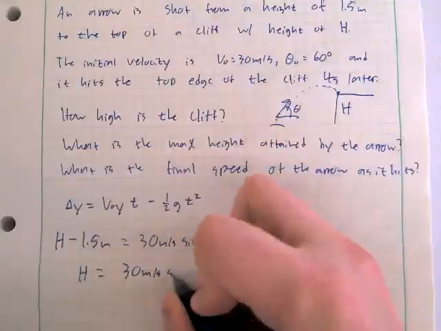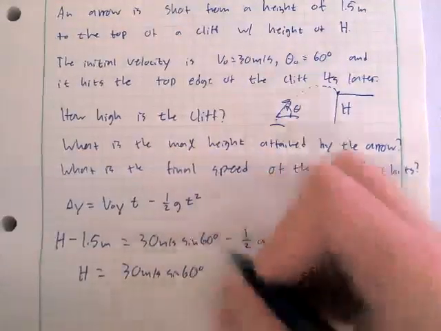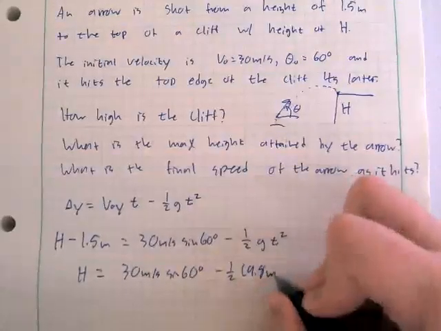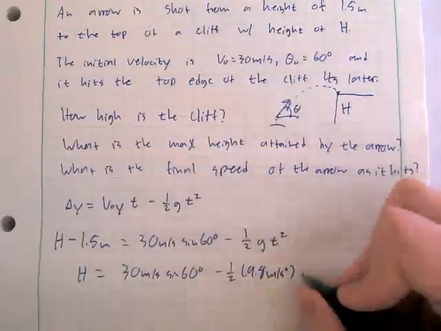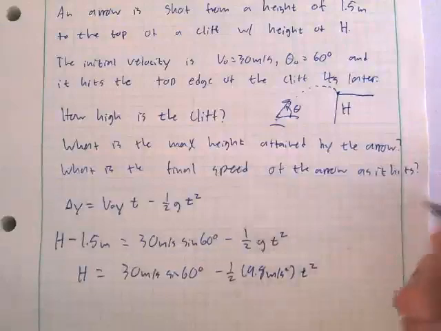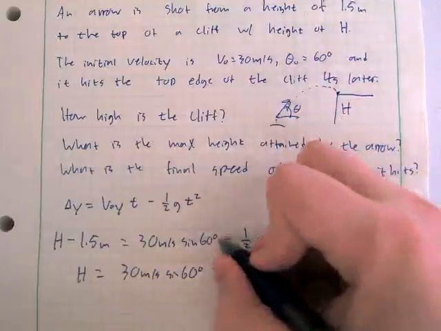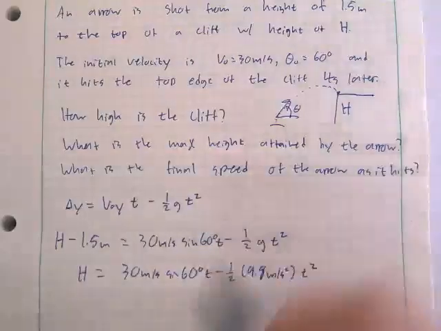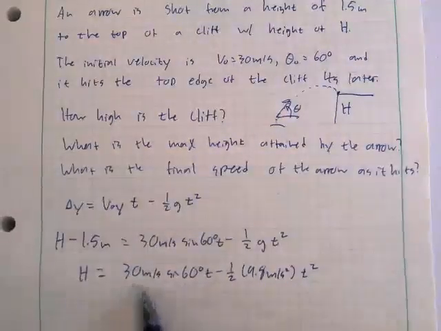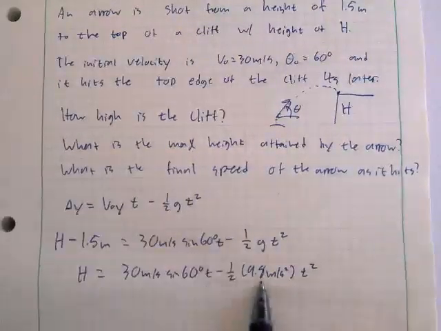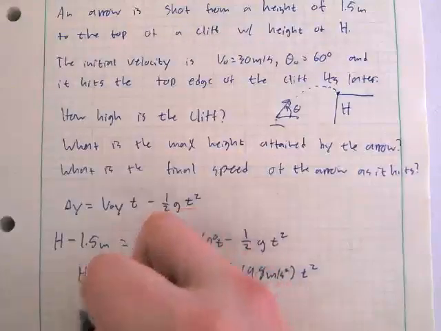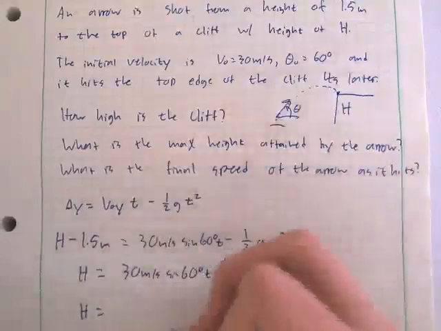30 meters per second times sine of 60 degrees minus 1/2 times 9.8 meters per second squared times t squared. Don't want to forget my factor of t here. I've been leaving that off. And t is equal to 4 seconds, right? So we know this. We know everything to know about our initial velocity. We know the time and our acceleration. So at this point we can simply plug everything into our calculator, and we get this.